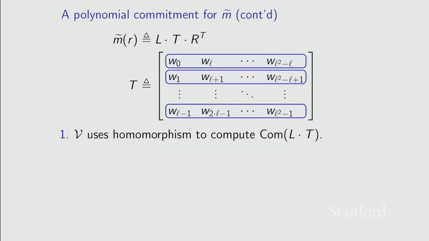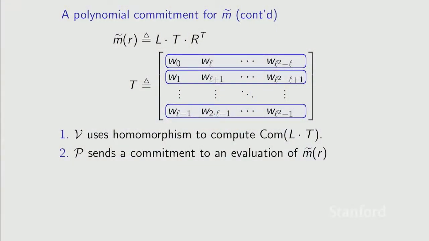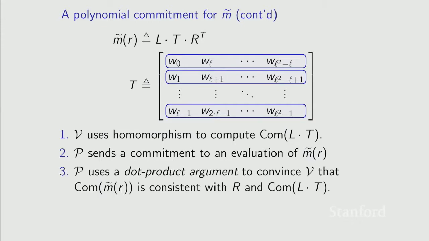Well, the verifier is going to compute the vector-matrix product L times T by itself using that vector-wise homomorphism. And I think we can see how that happens. The entries of L are each scaling one row of the matrix T, and then we sum those scaled versions together. And then second, the prover is going to send a commitment to a claimed evaluation of m tilde. And then finally, the prover is going to use what's called a dot product argument, or an inner product argument, to convince the verifier that the claimed evaluation is consistent with the vector R and the vector-matrix product L times T that the verifier previously computed.